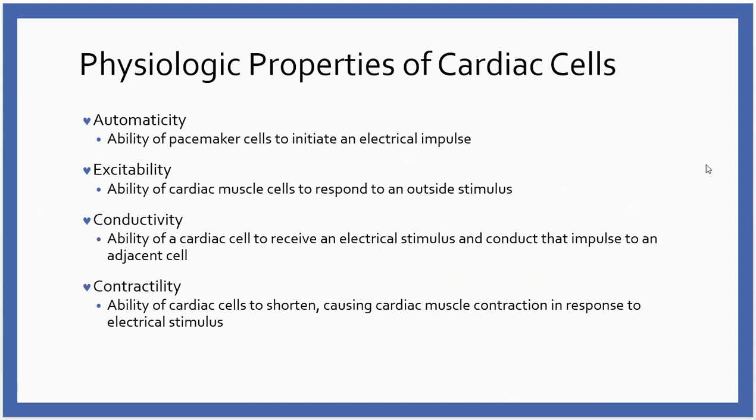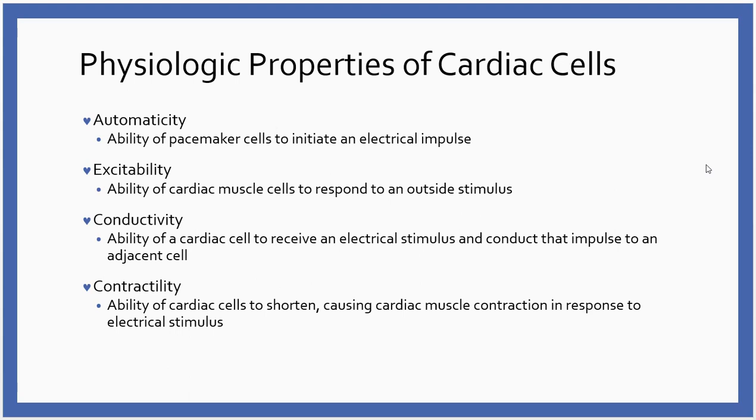Physiologic properties of cardiac cells. So this should probably be entitled Physiologic Properties of Pacemaker Cells. Pacemaker cells have automaticity, excitability, conductivity, and contractility. Cardiac cells have properties too, but it's primarily our pacemaker cells.